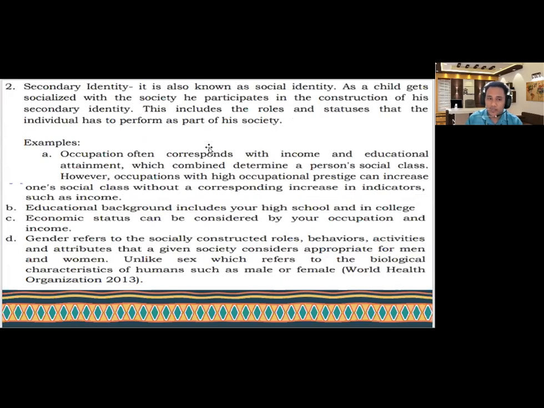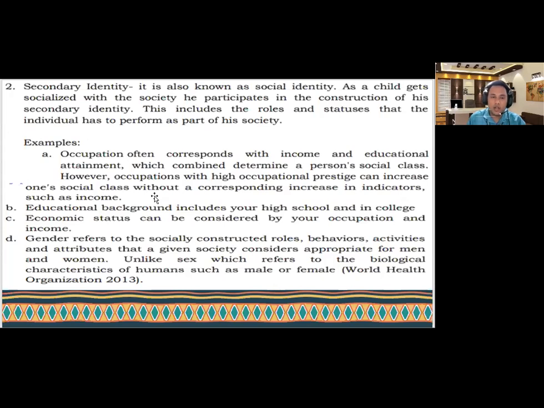Okay? So as a child gets socialized with the society, as he participates in the construction of his secondary identity. Now this includes the roles and statuses that the individual has to perform as part of his society. Ito naman yung example ng secondary identity natin.